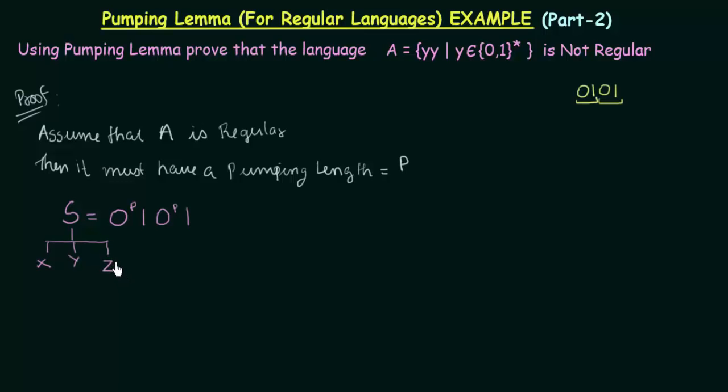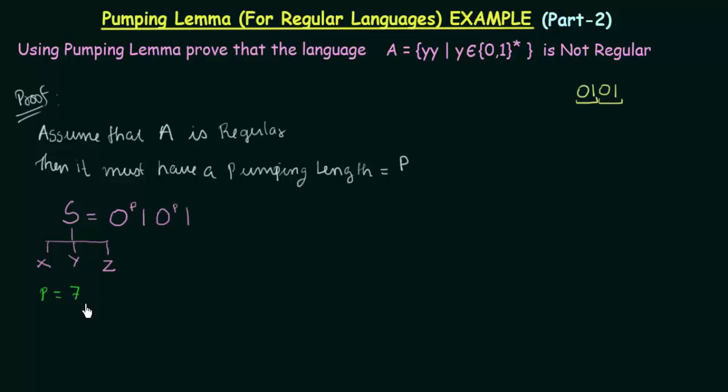As we divide it into three parts, X, Y, and Z, let me take an example. Let's say that for that example, my pumping length P is equal to 7. Okay, so if pumping length P is equal to 7, then let me form a string using this S and P whose value is equal to 7.